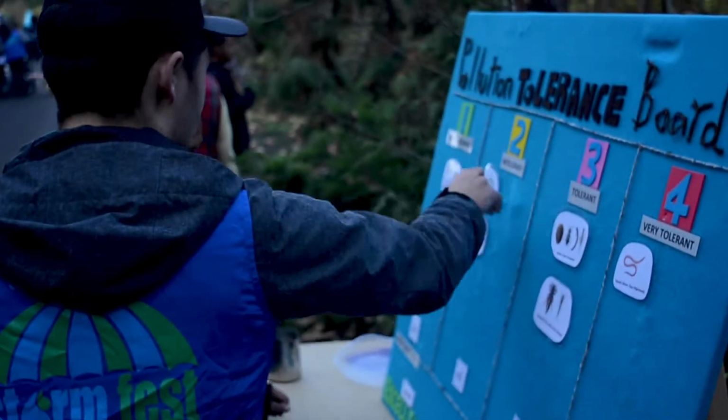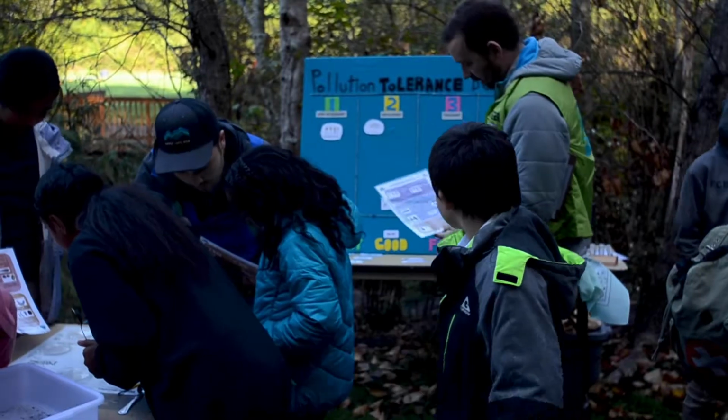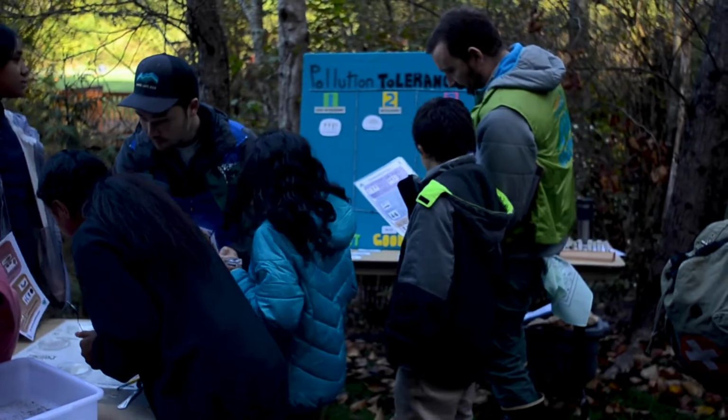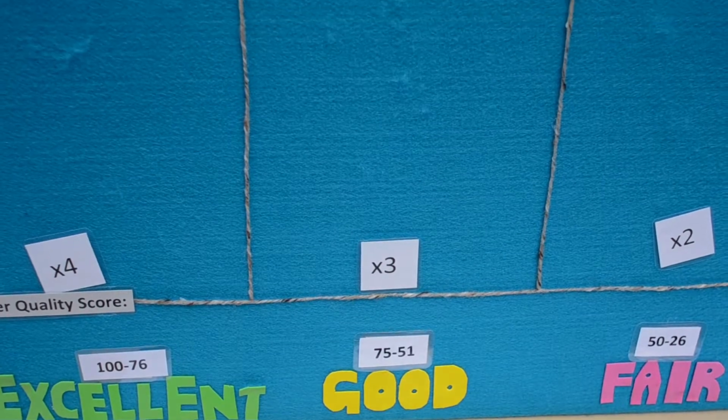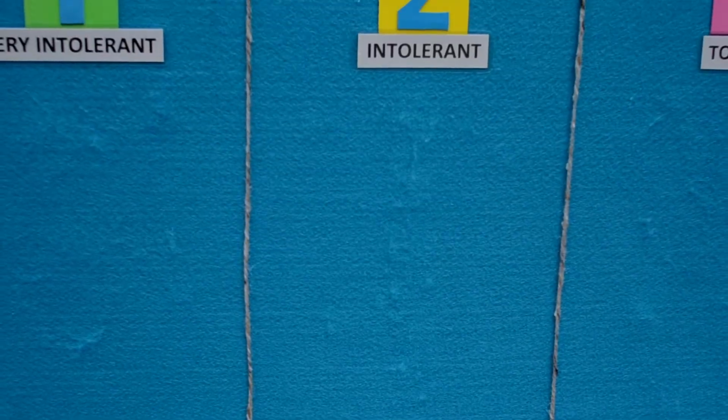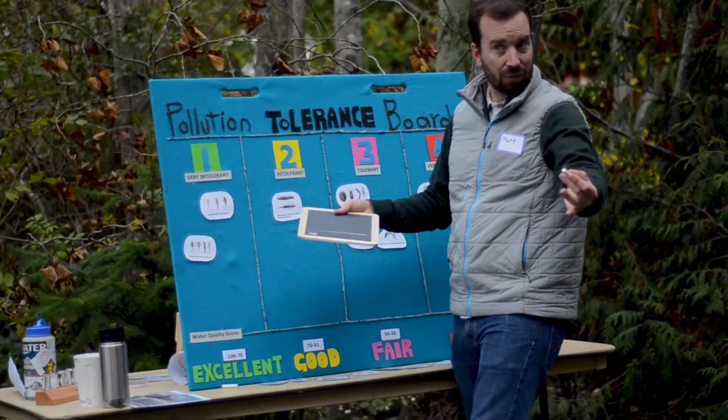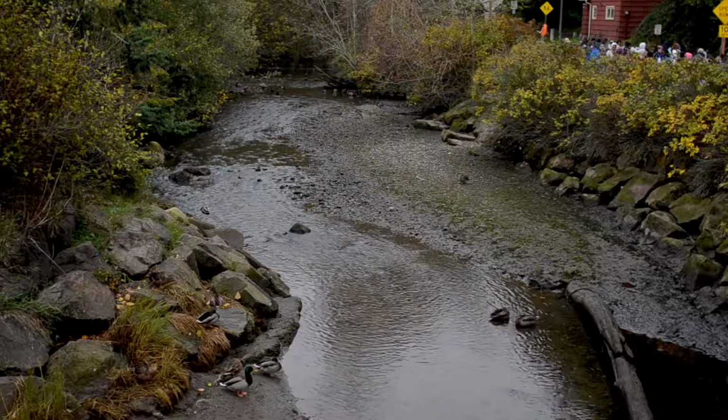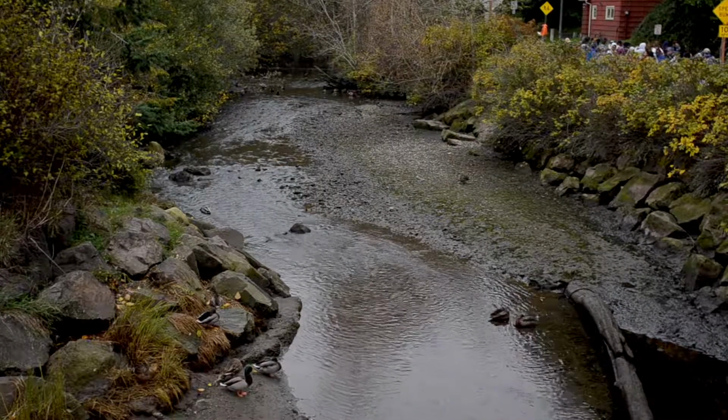The class will come back together at the Pollution Tolerance Index board to look at their results. Based on what was observed most in their samples and what was observed least, the class will come up with a group score. Educators will lead the scoring process. The group score will be used to determine the health of the stream and its habitat.